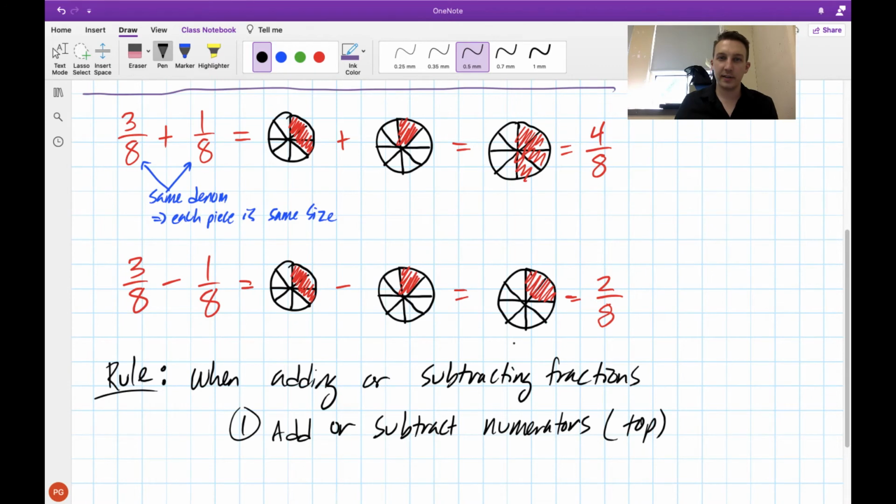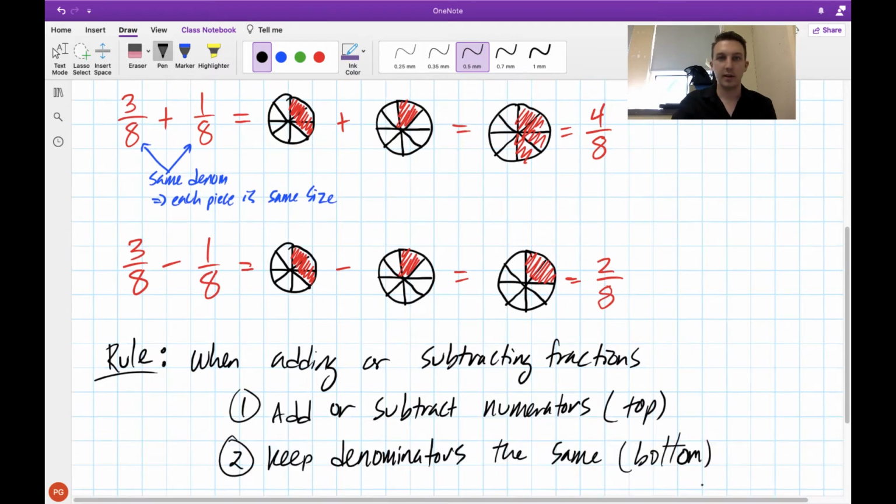What we can see from our examples here is that when we're adding or subtracting our fractions, what we're doing is really adding or subtracting these top numbers. So in our first case, 3 plus 1 gave us 4. In our second case, 3 minus 1 gave us 2. So we're adding or subtracting the numerators for our fractions. But for our denominators, they're staying the same. We're not adding or subtracting the denominators.